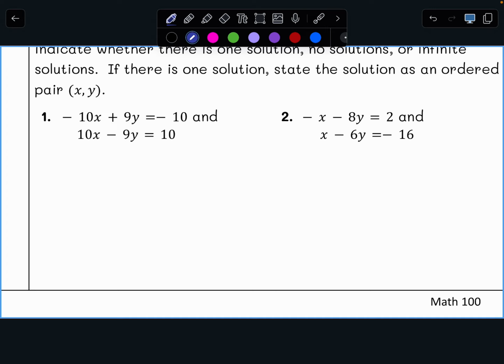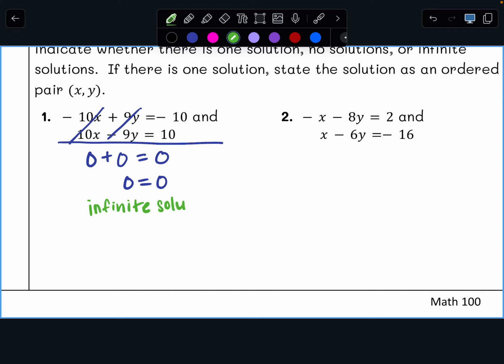So let's look at number 1. Immediately looking at number 1, I can see the easiest way to solve this is elimination because I have opposites. So I add these equations together. Negative 10x plus 10x cancels out. That's 0. Negative 9y and positive 9y also cancels out. That's 0. And then negative 10 and 10 is 0. So I end up with a statement that says 0 equals 0. That means there are infinite solutions. That means that those equations are the same line.